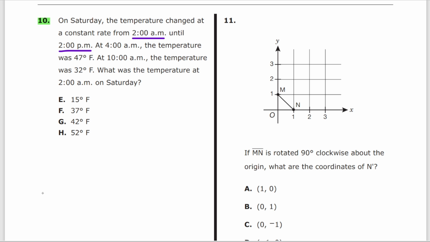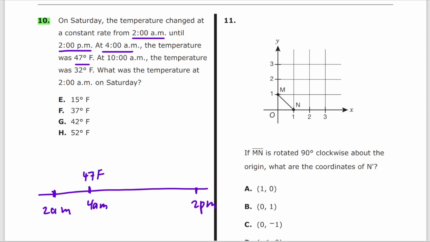Let me just draw this right away. Number line, this is 2 a.m. and this is 2 p.m. Okay. At 4 a.m., the temperature was 47 Fahrenheit. So this is 4 a.m. So I'm assuming the time is the X and temperature is Y. So 47 Fahrenheit. Good. At 10 a.m., the temperature was 32 Fahrenheit. So somewhere here, 10 a.m., 32 Fahrenheit.